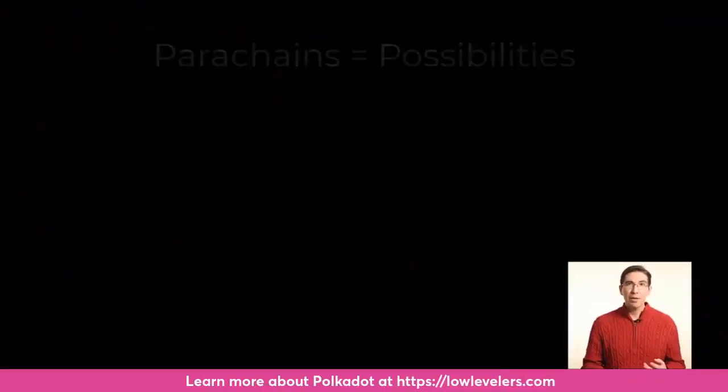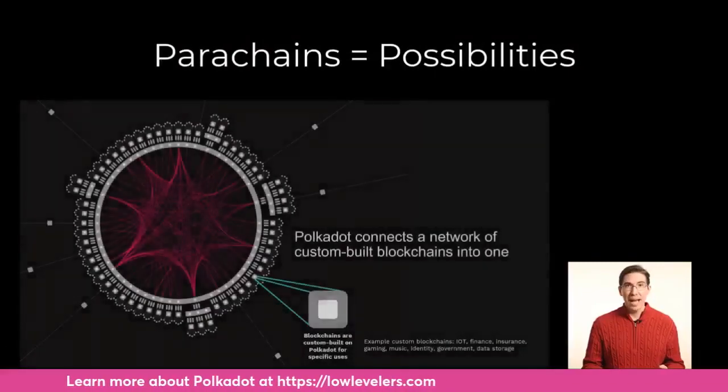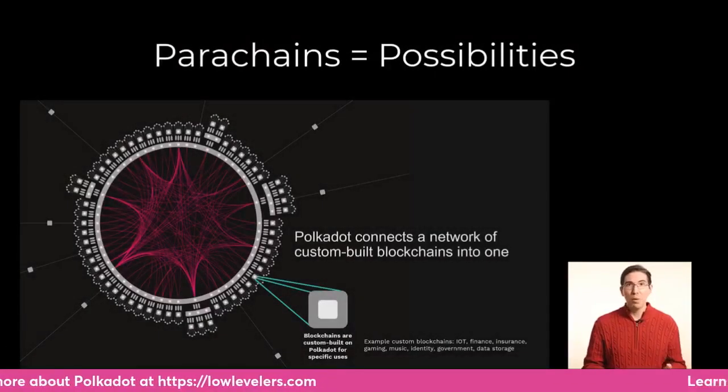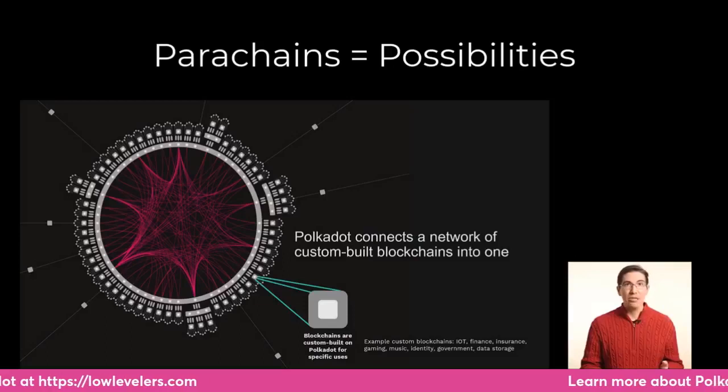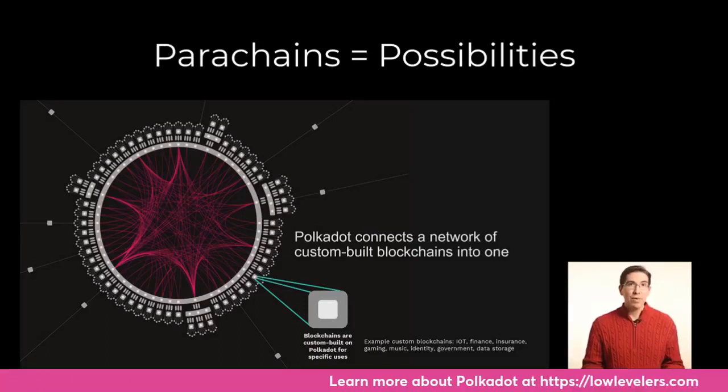Since each of these parachains is specialized for certain tasks, such as social networking or decentralized finance or smart contract execution, they can perform much better for that individual task than a single general purpose blockchain.